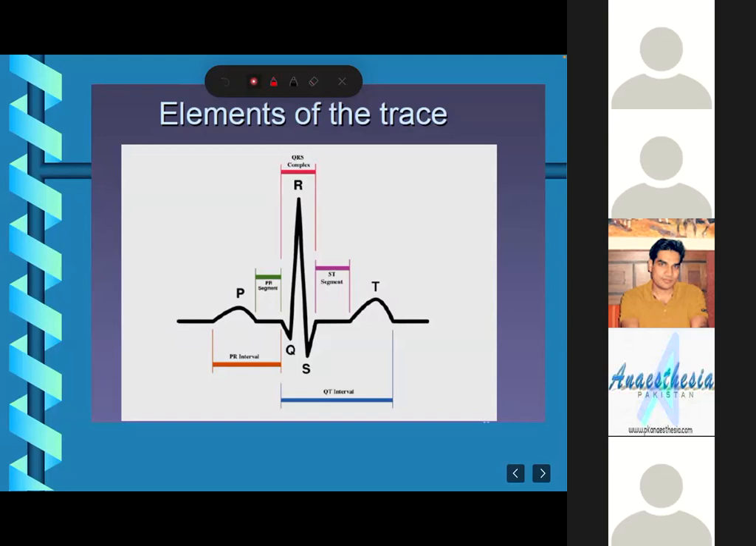Sometimes we find only a Q wave present. Sometimes we find Q and R present. Sometimes we find Q, R, and S all present. But it is not a must that all three are present in every lead. Then an important thing is the ST segment, where ST segment elevation or ST segment depression matters. Then there is the QT interval, from the start of the Q to the end of the T.